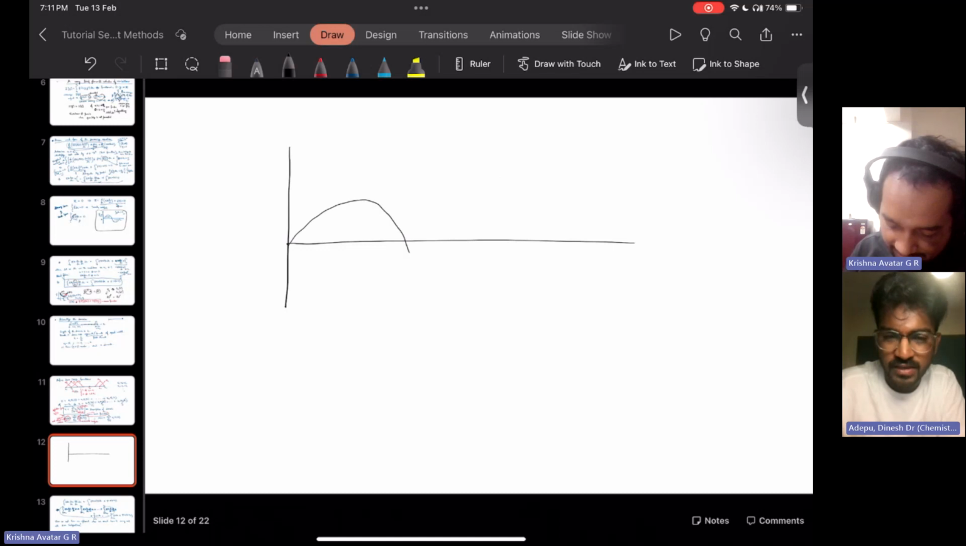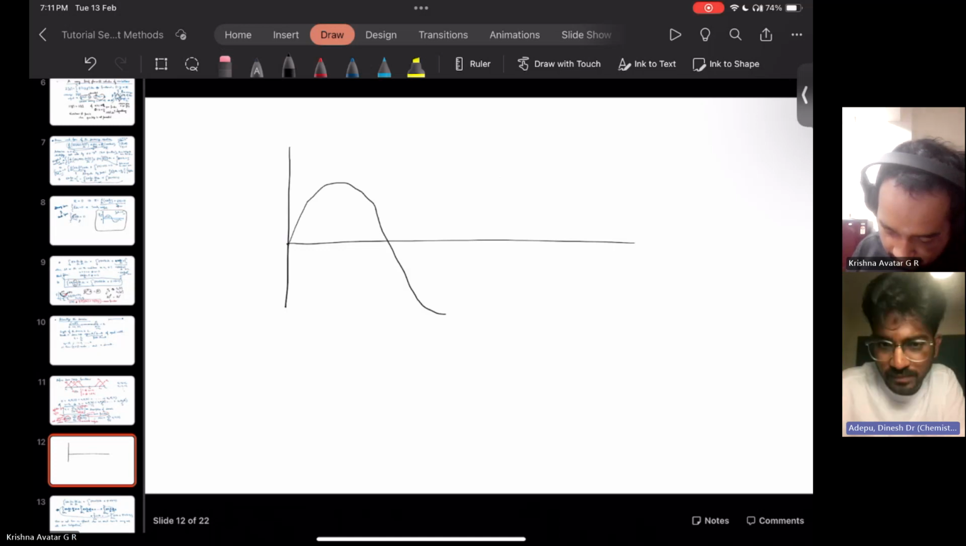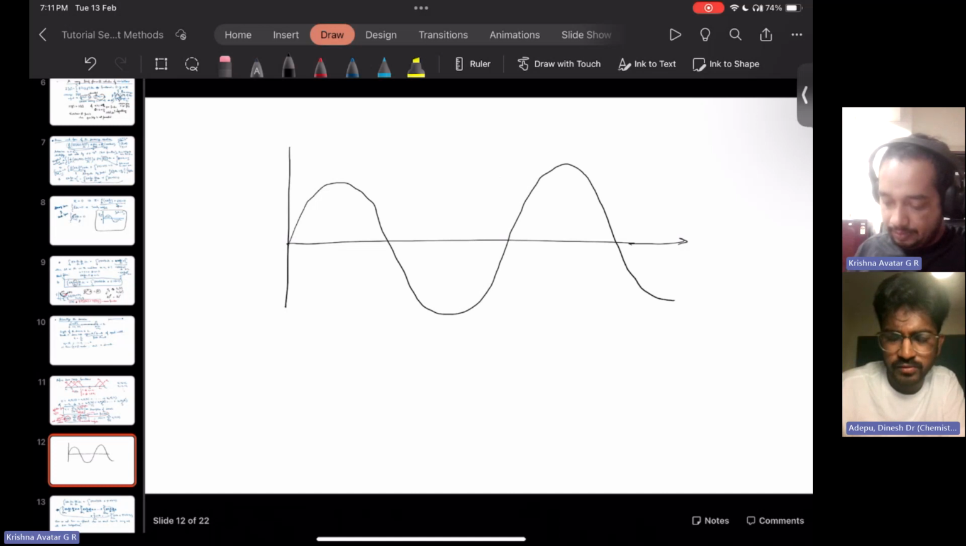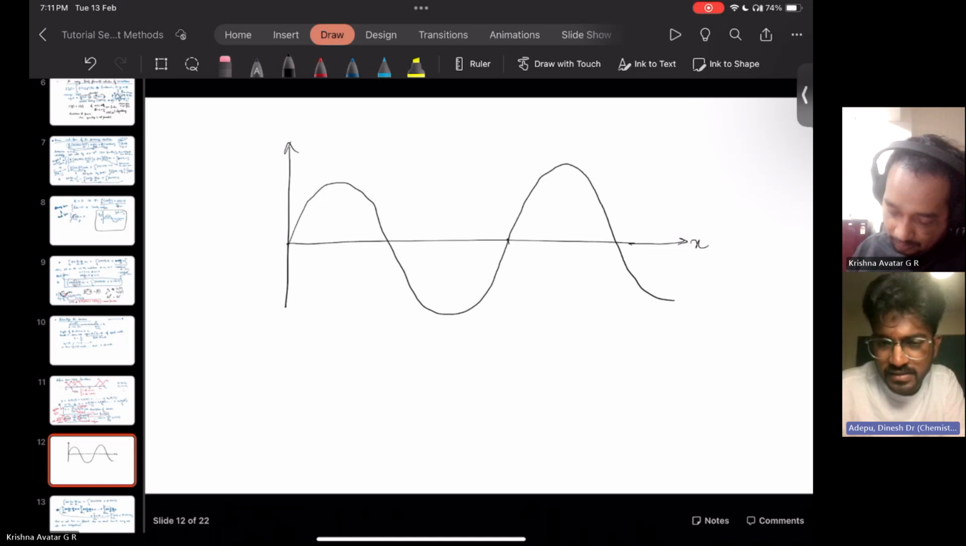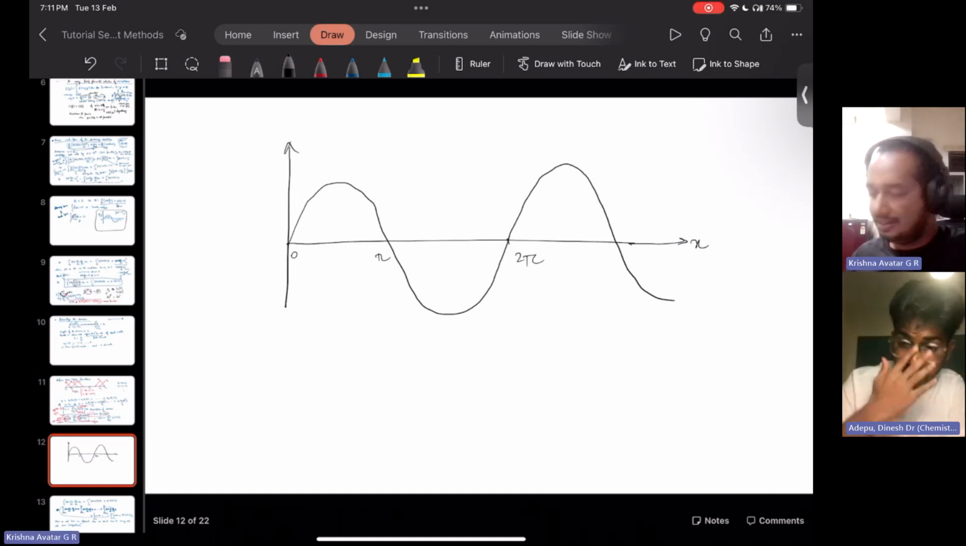So draw a simple sine function, from 0 to pi is good. It is continuous, so at each point you have function values, infinitely many points.